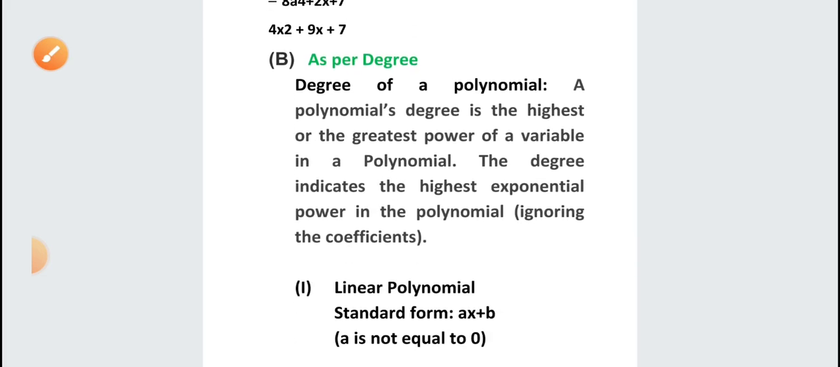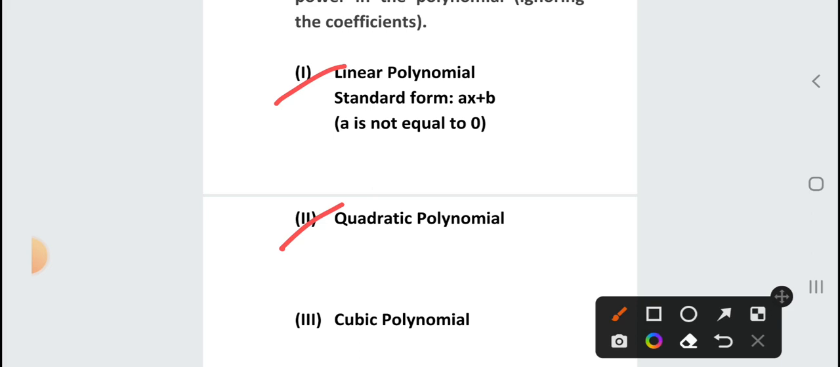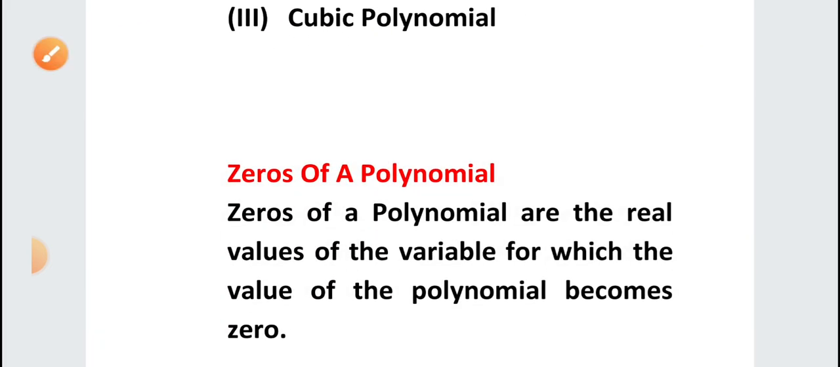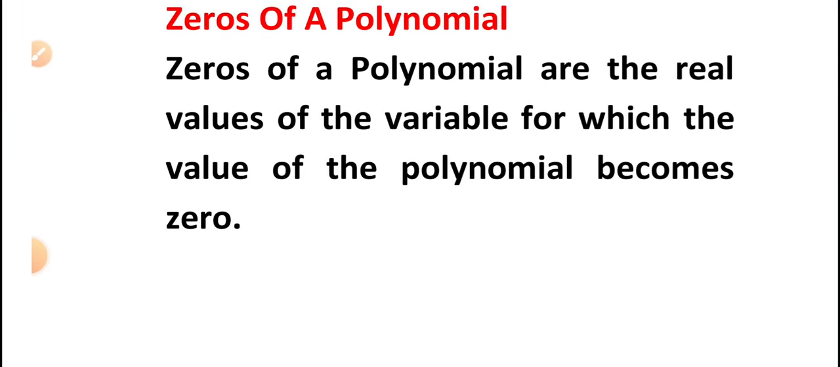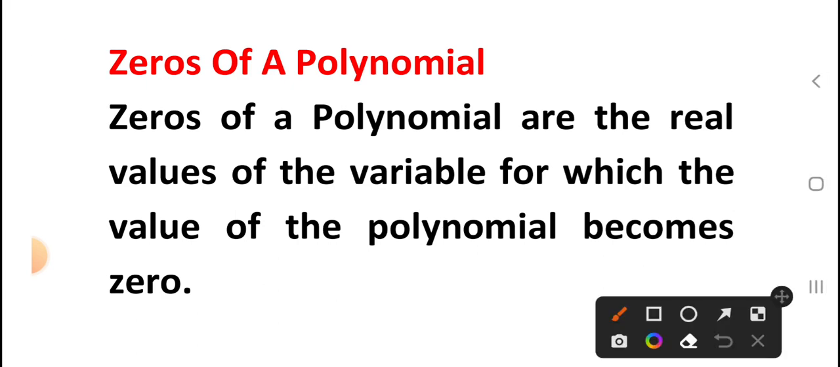Then trinomial, and as per degree, linear polynomial, quadratic polynomial, cubic polynomial. We have discussed all these things, and now you can make polynomials of your own. Then the last section, which is very important: zeros of a polynomial.